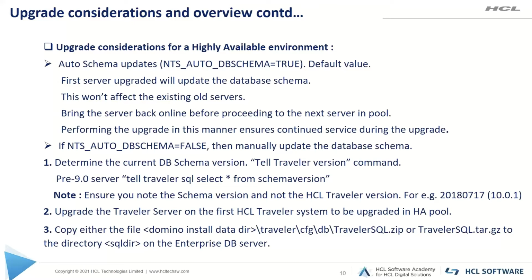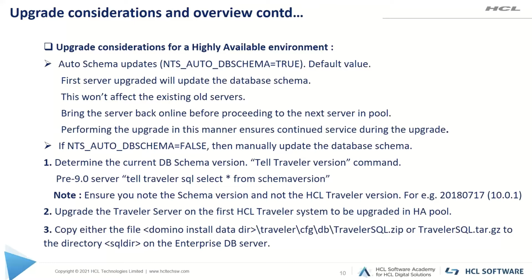This will not affect your older servers in the pool. So once the first server is upgraded and you are done with the validation, you can bring down another server in the HA pool for an upgrade. In case you are managing your schema manually, that is, if NTS_AUTO_DB_SCHEMA is set to false in the notes.ini, in that case you need to perform some steps.